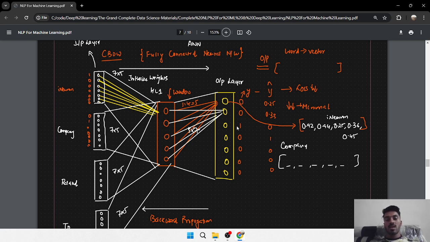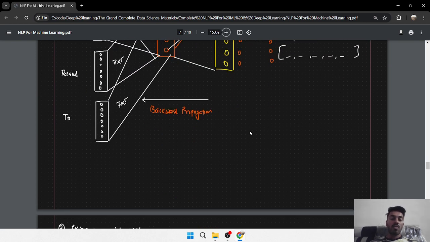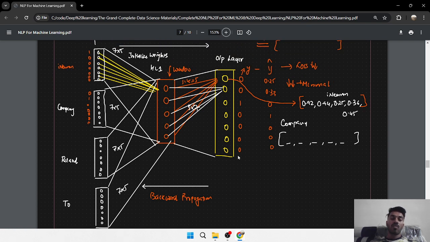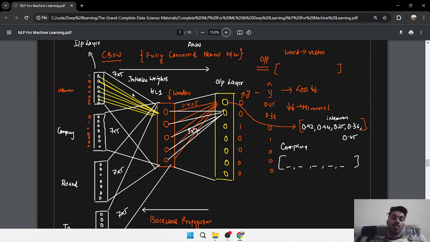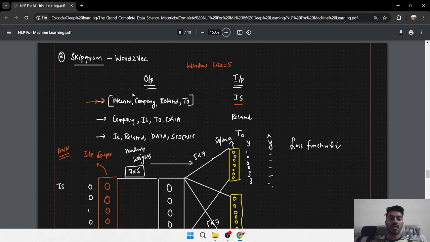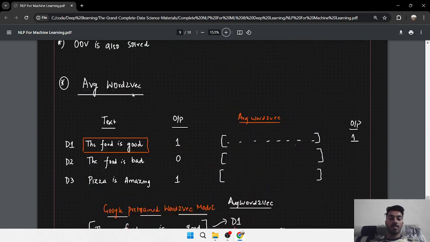In the output layer we have a sigmoid function, so where the probability is very high we can say that yes, this is the output. We can also apply backpropagation, so that the weights and biases will be trained in such a manner that our model gets good accuracy and the error will be as minimum as possible. Now this is done for continuous bag of words, and now we will see skip gram.